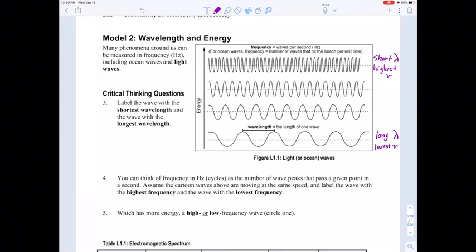Which has more energy, a high frequency wave or a low frequency wave? And hopefully you remember from physics, high frequency carries more energy. Think of it in terms of light. X-rays have higher energy than visible light because they have a higher frequency and a shorter wavelength.